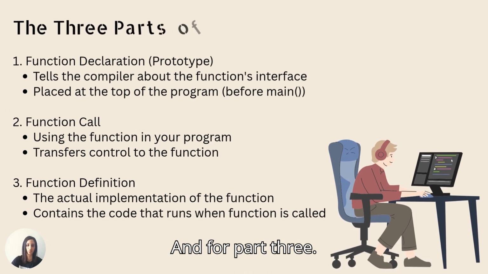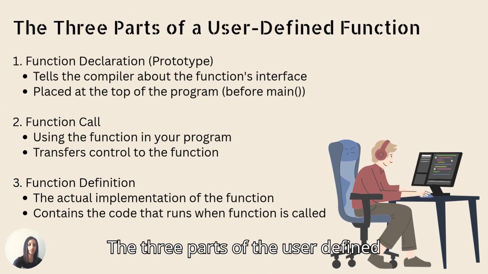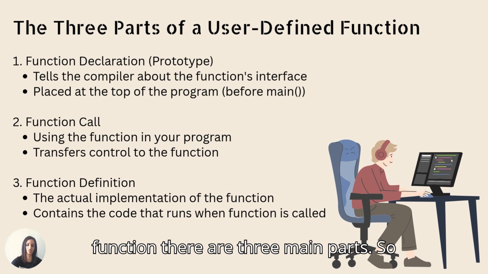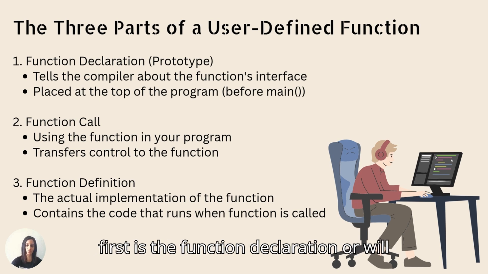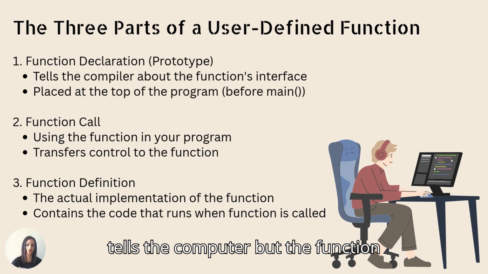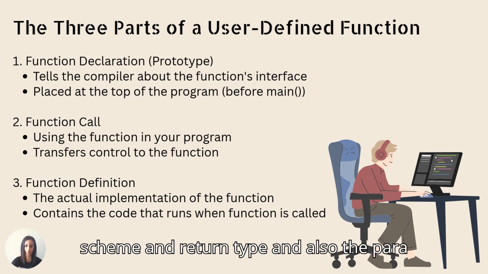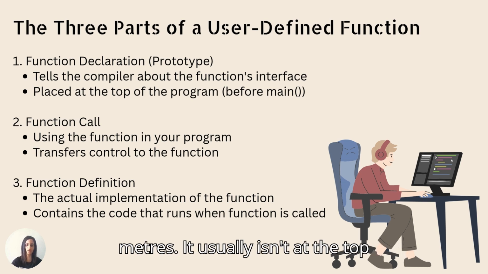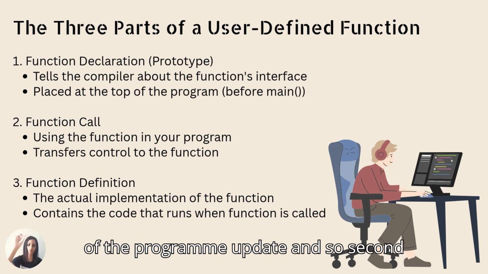And for part 3, the three parts of a user-defined function. There are three main parts. First is the function declaration, which we also call a prototype. This tells the computer about the function's name, the return type, and also the parameters. It's usually written at the top of the program.